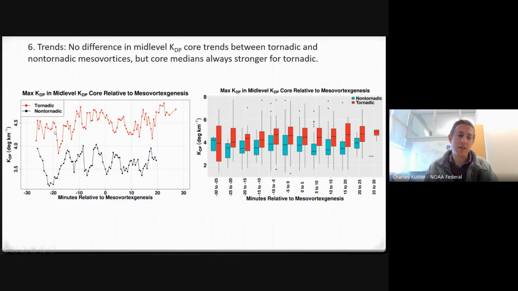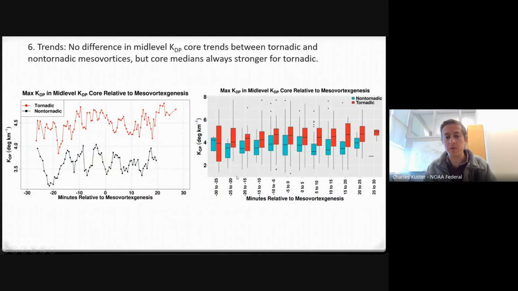When we look at the trends, we don't really see much in terms of different trends between the non-tornadic and tornadic mesovortices. It's kind of noisy. There's just not a lot clear to see. One thing that we can see, and the violin plots really showed this, was that the KDP cores associated with the tornadic mesovortices are stronger than those for the non-tornadic mesovortices. And you can see that with these box plots as well.